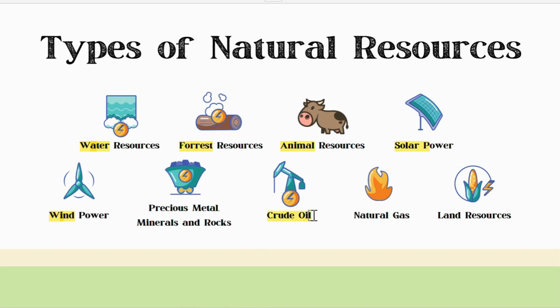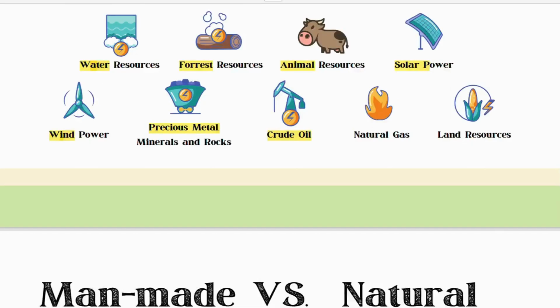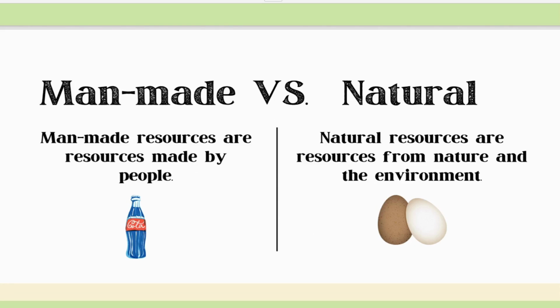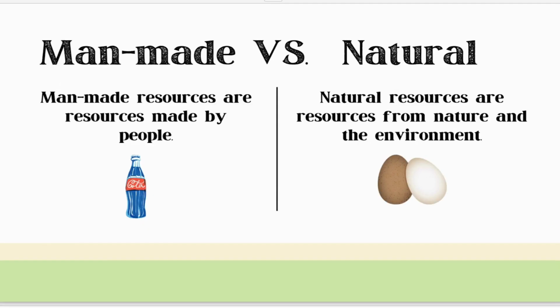Now, talking about crude oil. What is crude oil? Crude oil is unrefined petroleum. When you refine petroleum and remove all the bad constituents from it, you get different products. You get petrol, you get diesel, everything comes from crude oil. The petrol and diesel which we use in our everyday life have crude oil as their raw material, and you get that from nature. Now, natural gas and land resources are also obtained from nature, and hence they are also natural resources. Okay, I hope this slide is clear. Let us move on.